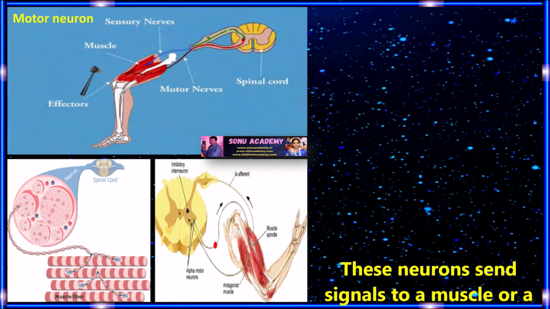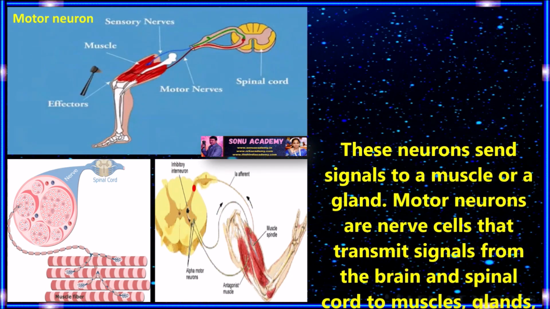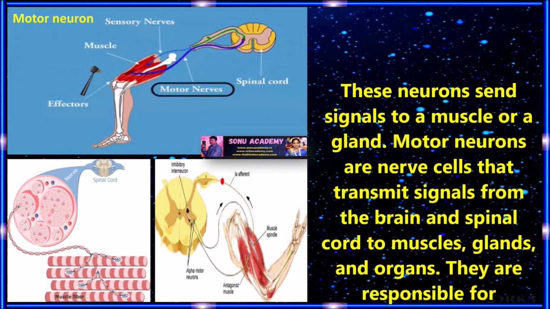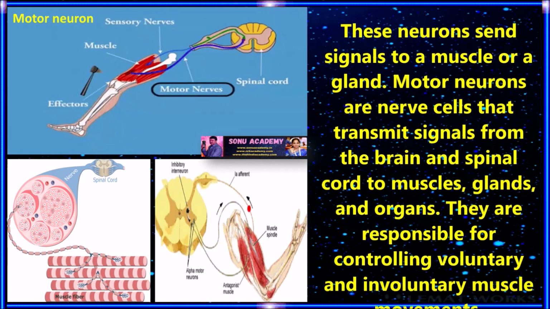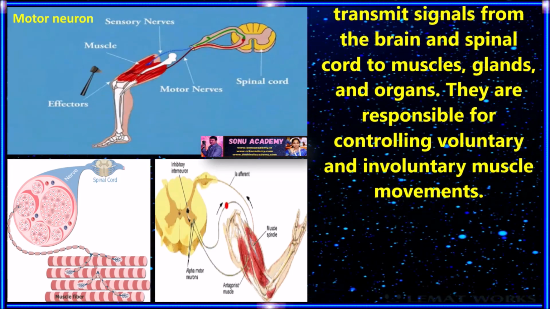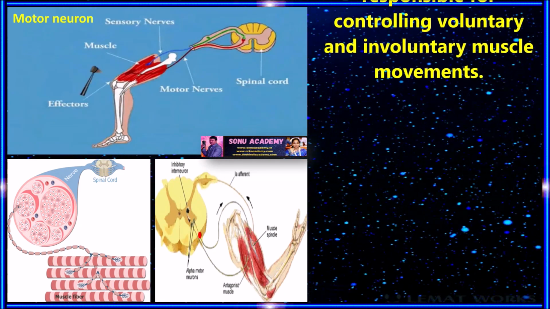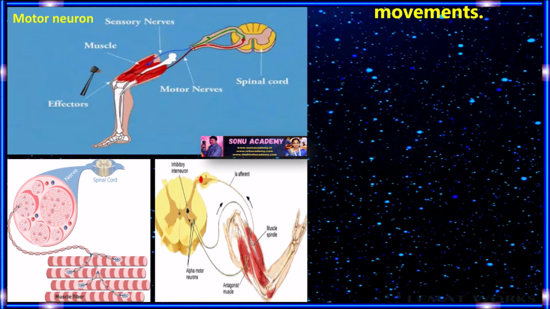Children, now let us discuss another type of neuron, that is the motor neuron. These neurons send signals to a muscle or a gland. Motor neurons are nerve cells that transmit signals from the brain and spinal cord to muscles, glands, and organs. They are responsible for controlling voluntary and involuntary muscle movements.